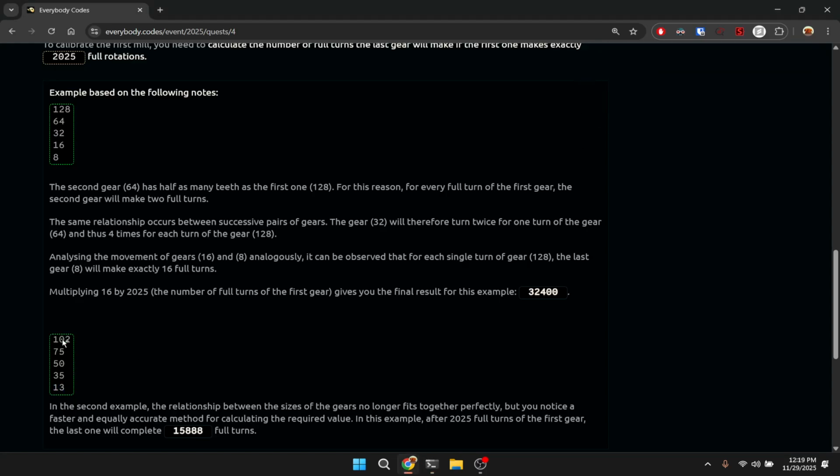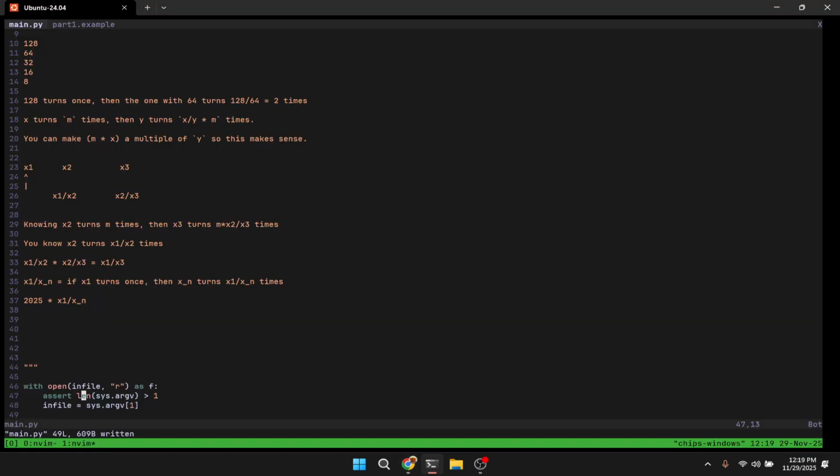So that means this should be a multiple of this, because otherwise it doesn't make sense, or at least it shouldn't necessarily be, but 2025 times x1 should be a multiple of this, right?